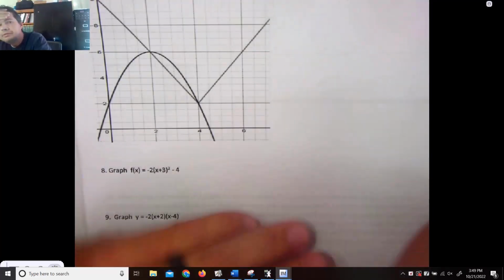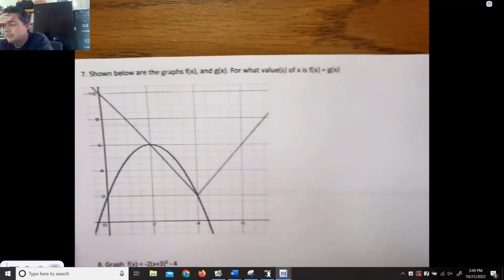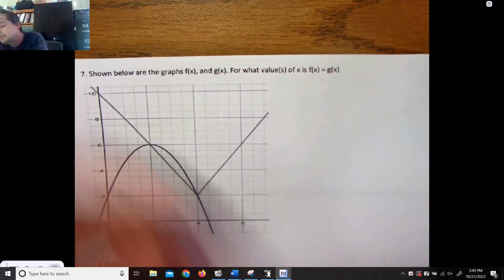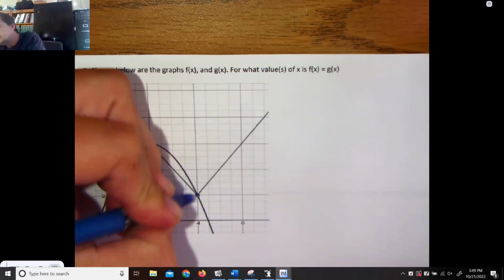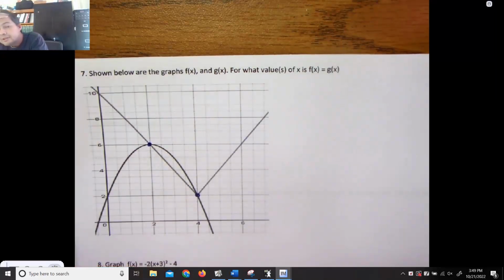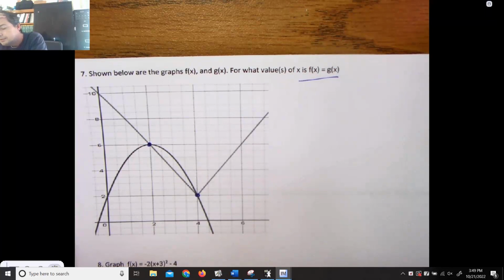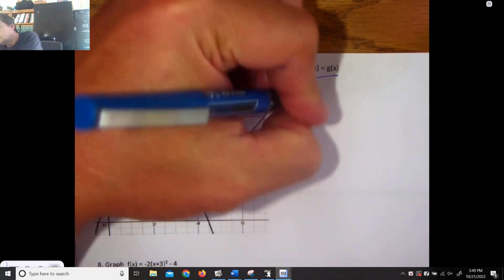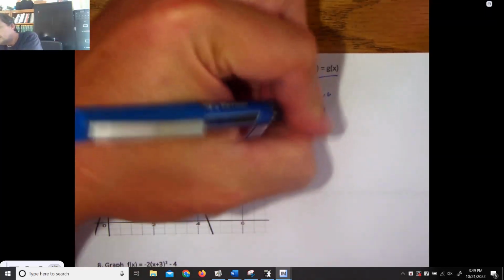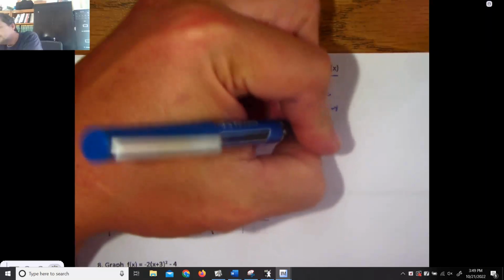Moving on to 7. Shown below are the graphs f of x and g of x. For what value of x is f of x equal to g of x? This is a give me question, the ones you're not supposed to miss. Can a kid look at a graph? That's all it's asking. We have equality when x is 2 and when x is 4. That's when graphs intersect. That's what it's asking. Where do they intersect?